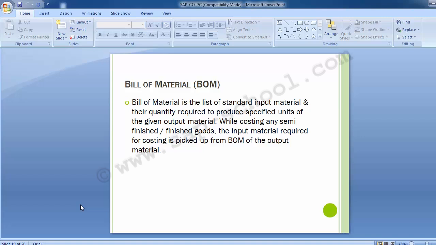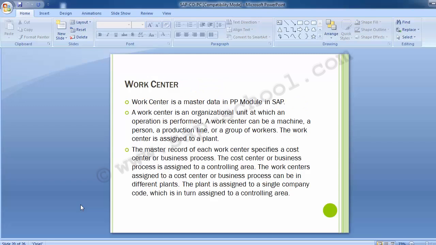So these two prices are very important for a correct costing of a material, of a product. Moving to the work center. Work center again is a master data in the PP module in SAP. A work center is an organizational unit at which an operation is performed. A work center can be a machine, it can be a person, it can be a production line or a group of workers. The work centers are assigned to a plant.